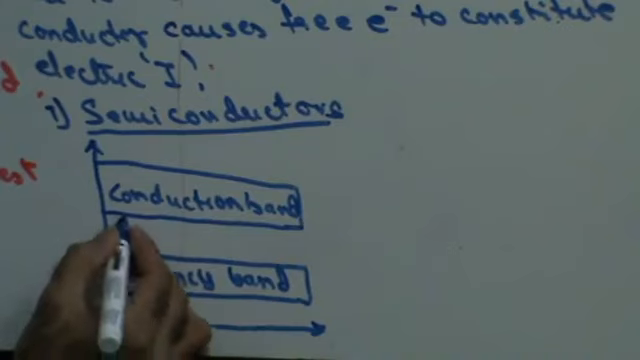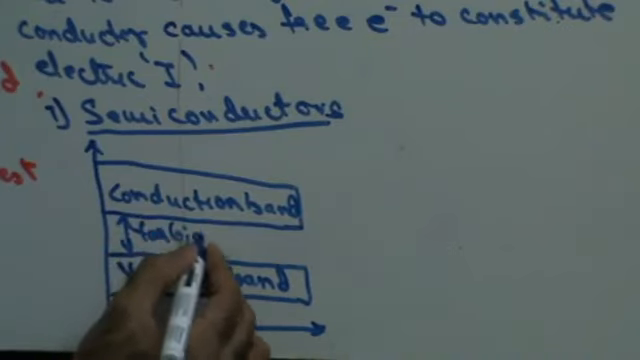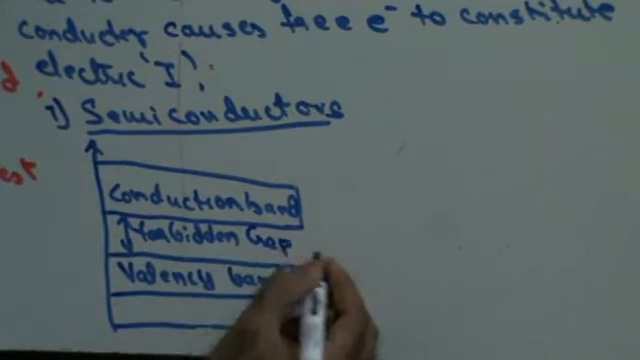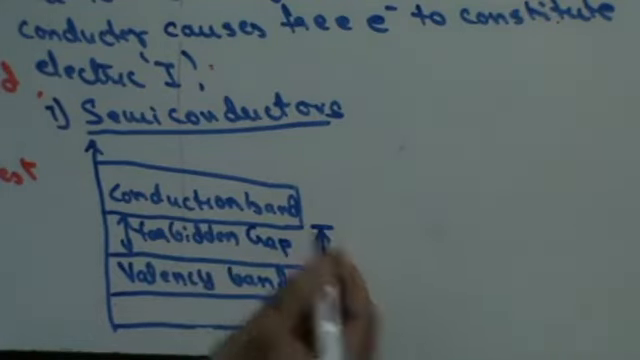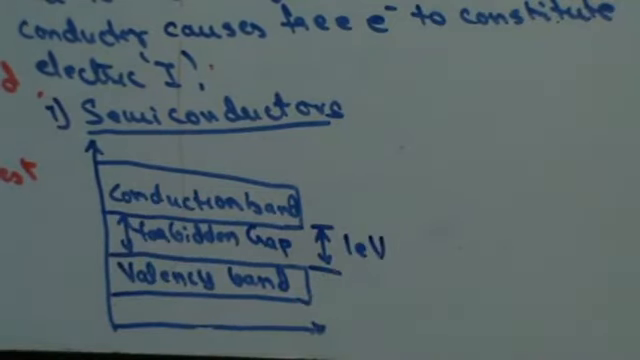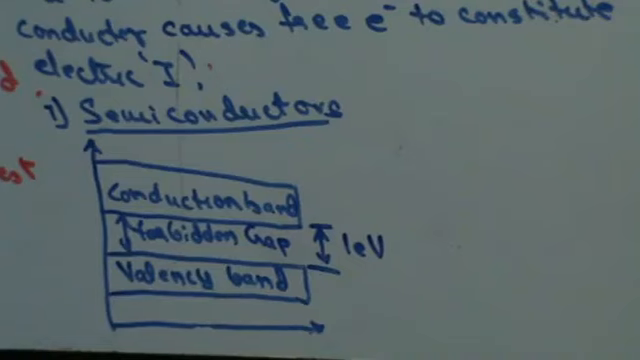This is my forbidden energy gap. Now, the forbidden energy gap is very small here, of the order of only 1 electron volt. Now, in the case of semiconductors, at absolute zero, that is at 0 degree Kelvin, or at extreme low temperature, all the electrons are tightly bound to the nucleus, and all the electrons are there in the valency band, right?